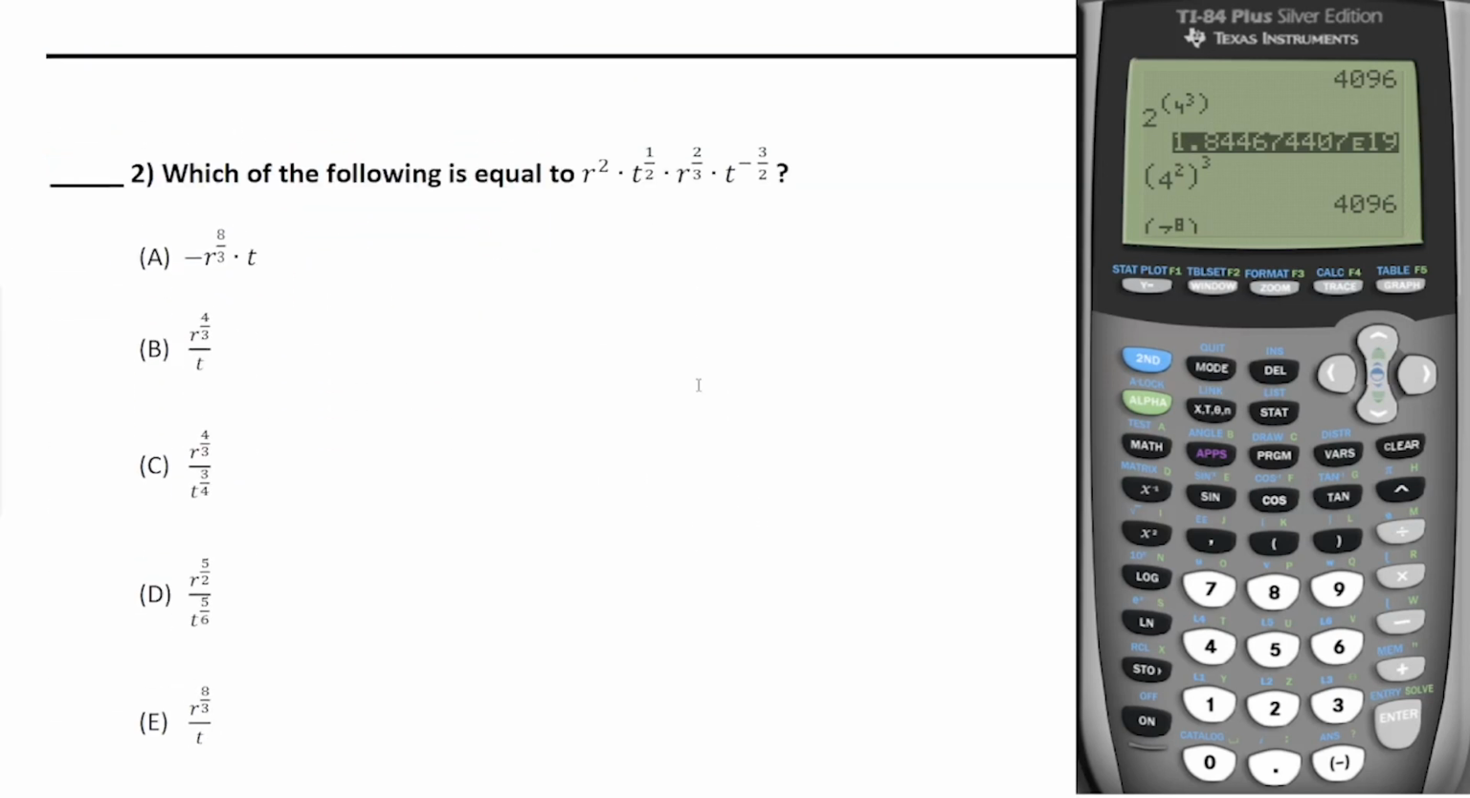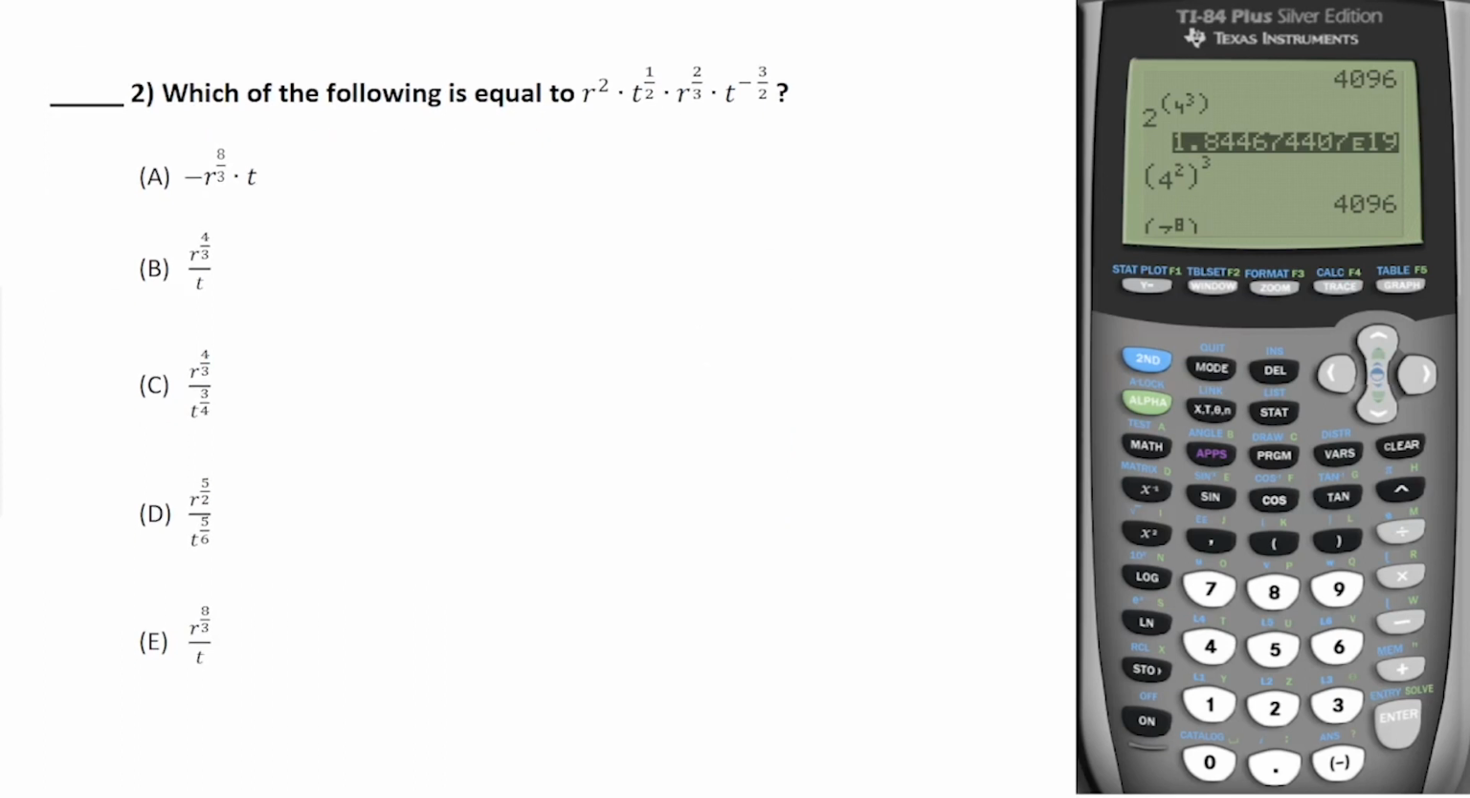Okay, number 2, another exponent property problem. So here we're just multiplying straight across. And so whenever you multiply two powers with the same base, you add the exponent. So the first thing I'm going to do here is rearrange these terms so that they are in not only alphabetical order, but also so the like terms are grouped. So I'm going to say r squared times r to the 2/3 times t to the 1/2 times t to the negative 3/2.